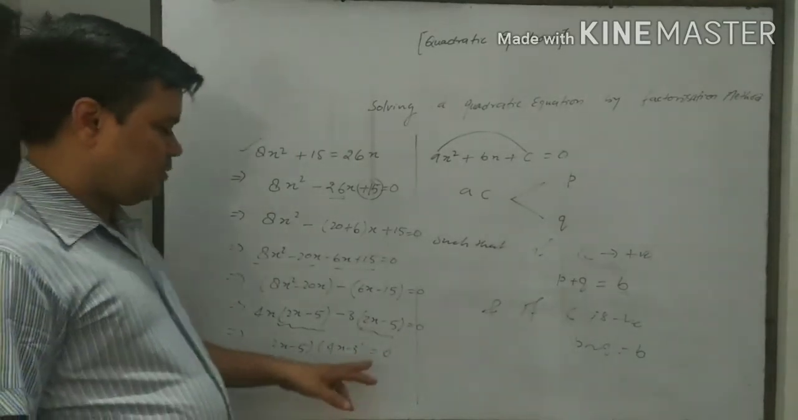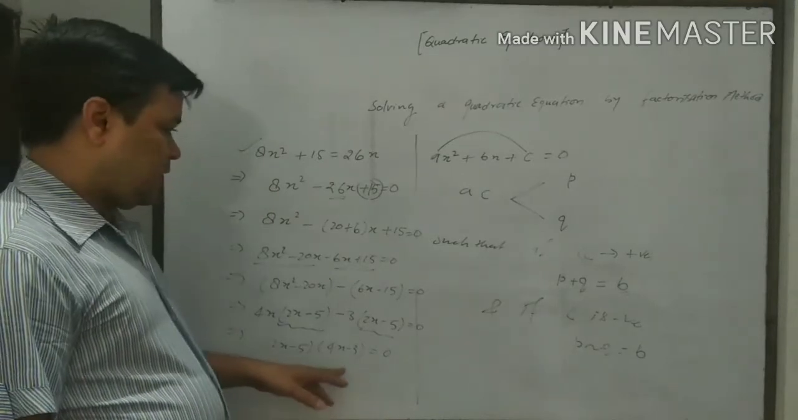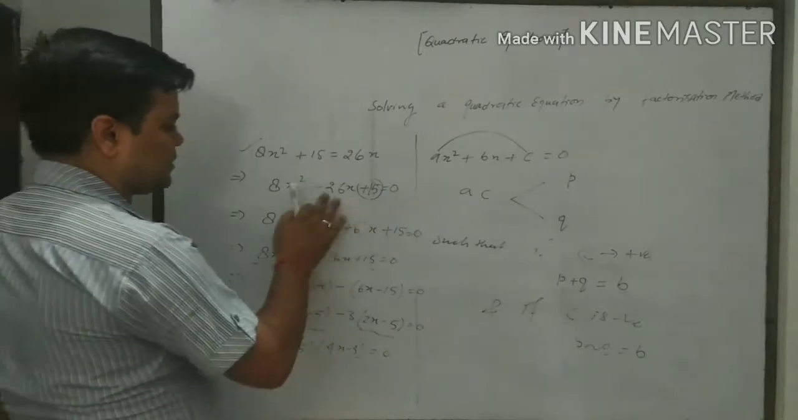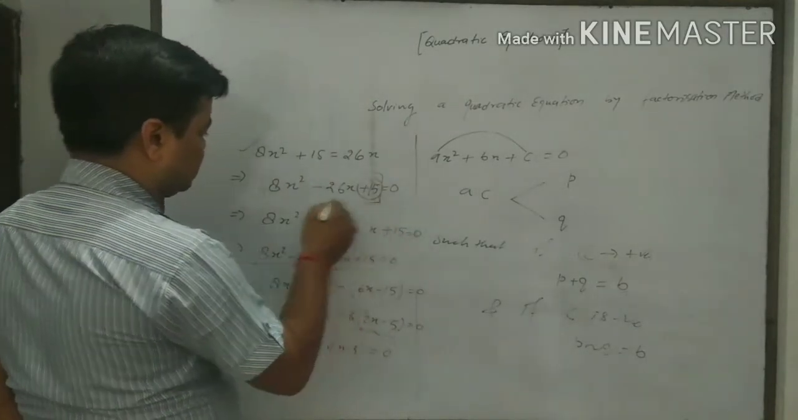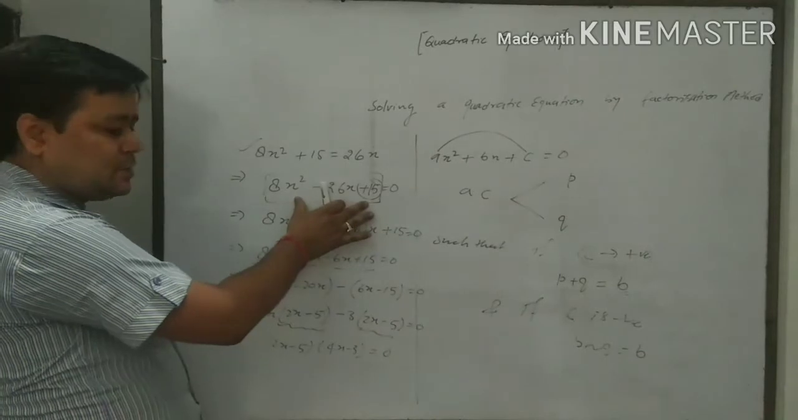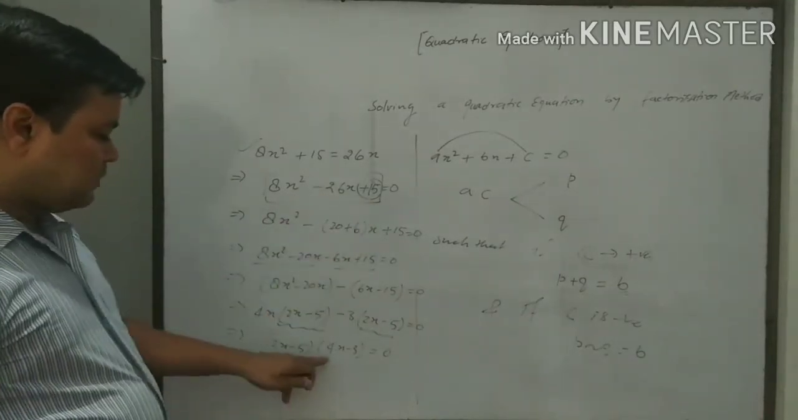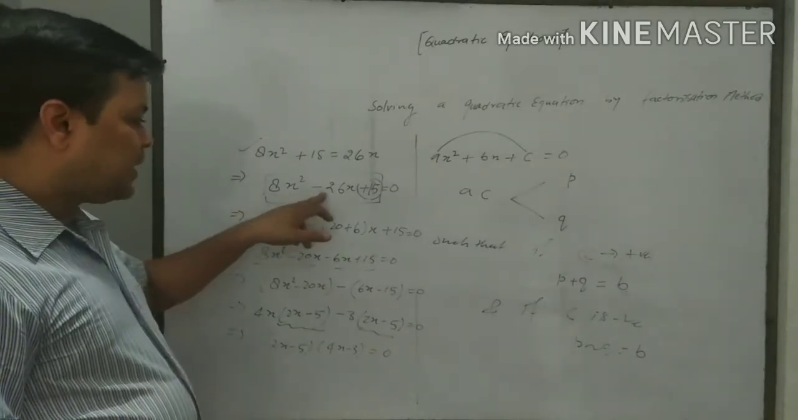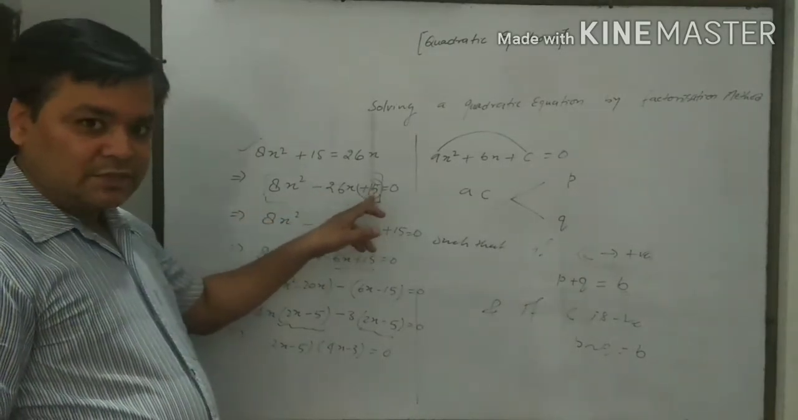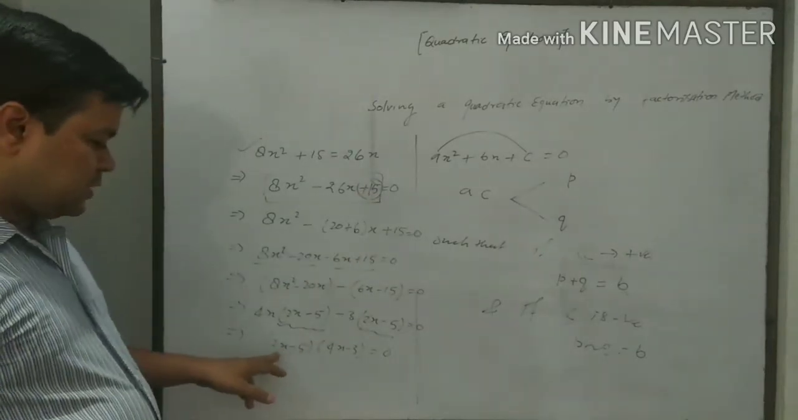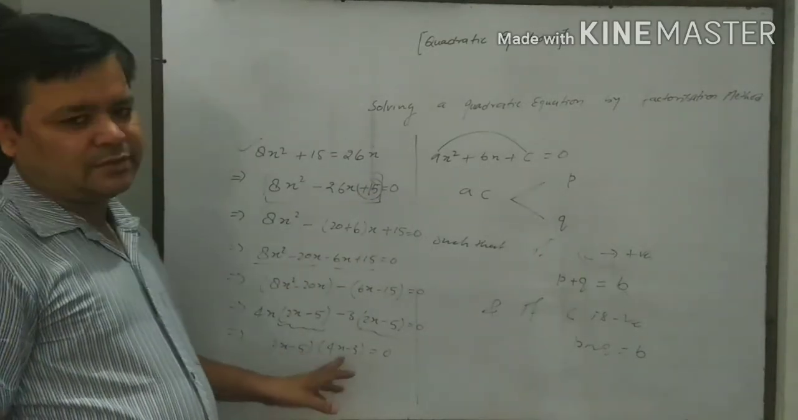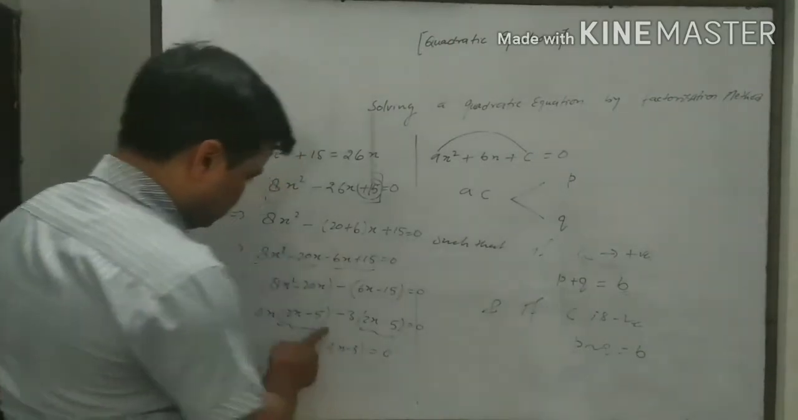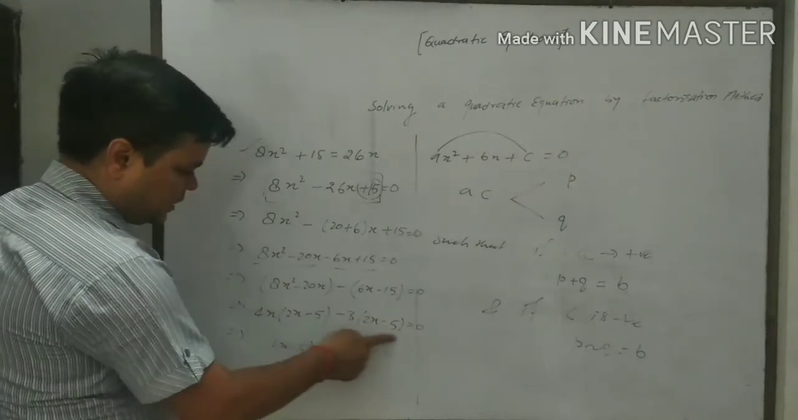Now what we see here at last is that the left hand side of this equation is the product of two linear equations. 8x square minus 26x plus 15 is the product of two linear equations, that is 2x minus 5 and 4x minus 3. Okay. Now what do we do? Don't forget it. This is our solution.